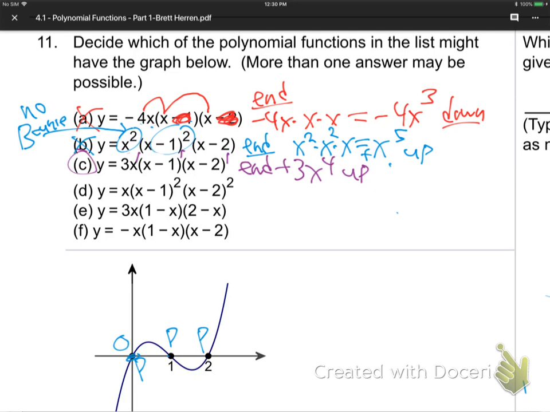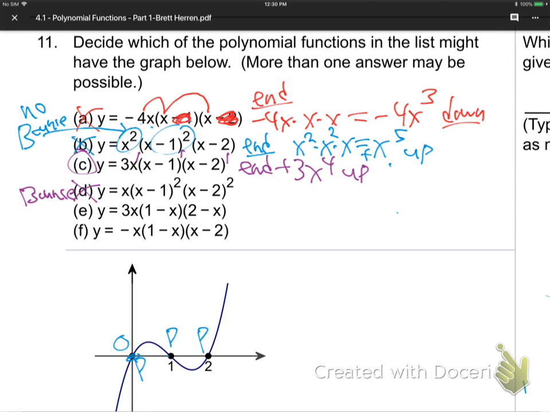Because it's going to bounce. D's out because it bounces, right? It's got even powers. We don't have any bouncing in this graph, only passers through. E would work. I already told you there's 3 answers, so E and F must be good, huh? Wait, why is it F though? Because there's a negative. Let's look close and see why. Would you know they're both good?